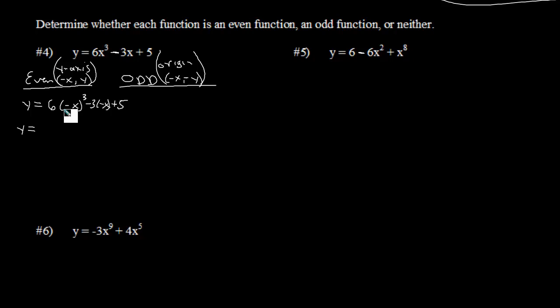Simplify it. Negative x to the third is going to give us a x to the third that's negative. And you take that negative times a positive 6 and you get -6x cubed. Subtracting 3 times a negative x is going to give us a plus 3x. We bring down the 5. Is that the same as the original? No. This problem is not even.